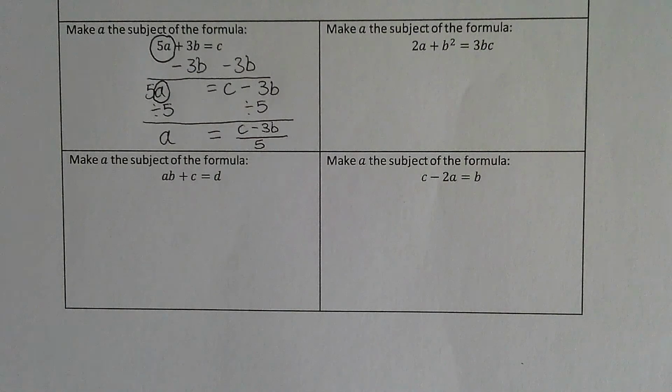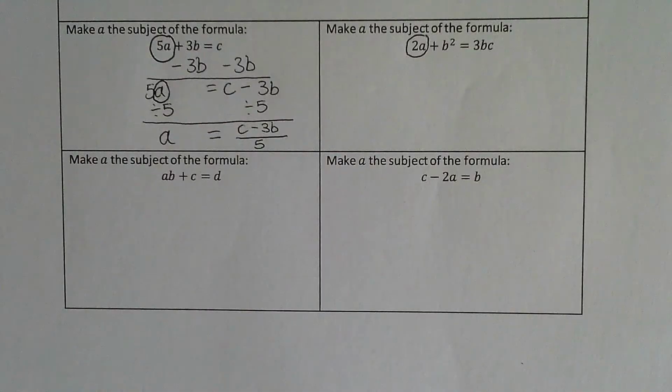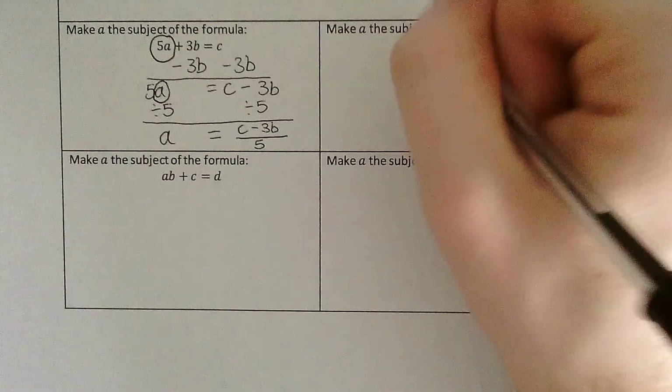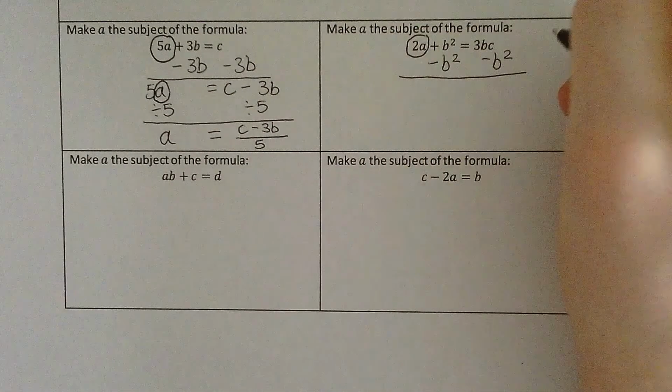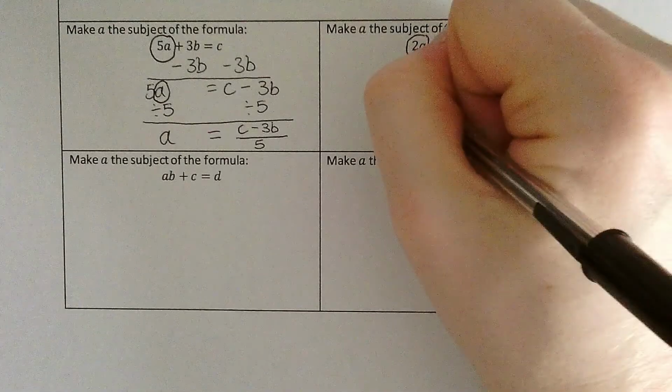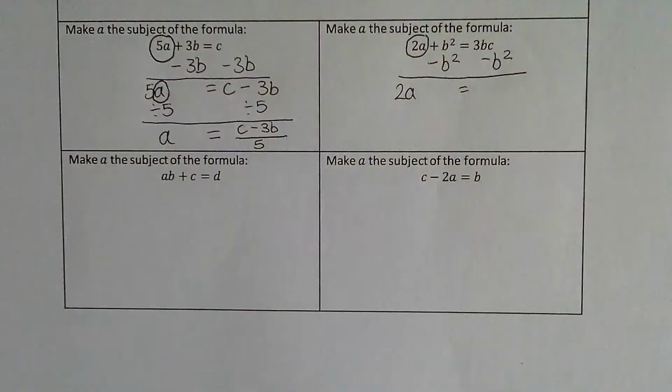Our next question is making a the subject of the formula 2a plus b squared equals 3bc. Again, we start by isolating the term that contains the variable. To get 2a by itself, we need to subtract b squared from both sides of the formula. The 2a will drop down. The add b squared, take away b squared will cancel. The equal sign will drop down.